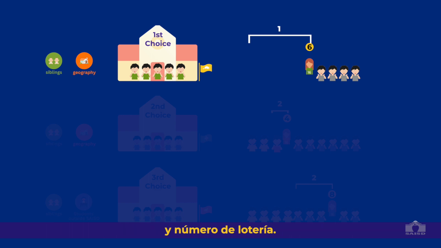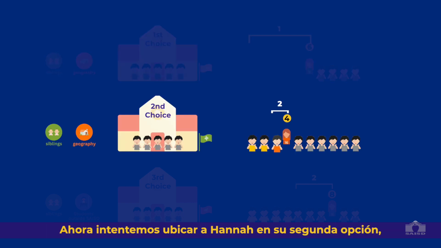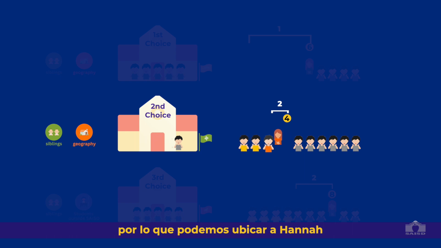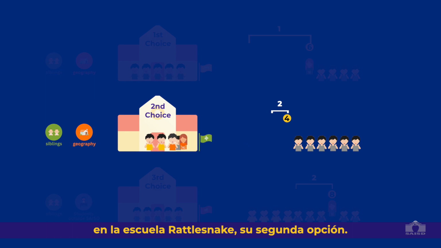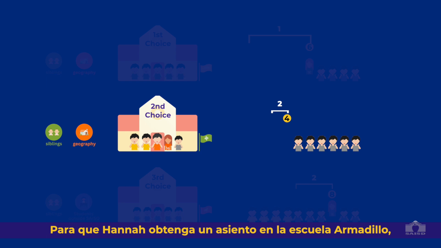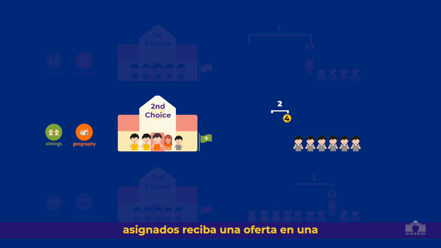priorities, and lottery number. Now let's try to place Hannah at her second choice, Rattlesnake School. Hannah is in the second priority group, students living in the district, and is fourth in line. Rattlesnake School has 5 available seats, so we can place Hannah at Rattlesnake School, her second choice. To understand how Hannah might still get a seat at Armadillo School, let's look at another applicant's preferences. In order for Hannah to get a seat at Armadillo School, we will need one of the students currently assigned to receive an offer at a different school they prefer, opening another available seat at Armadillo School.